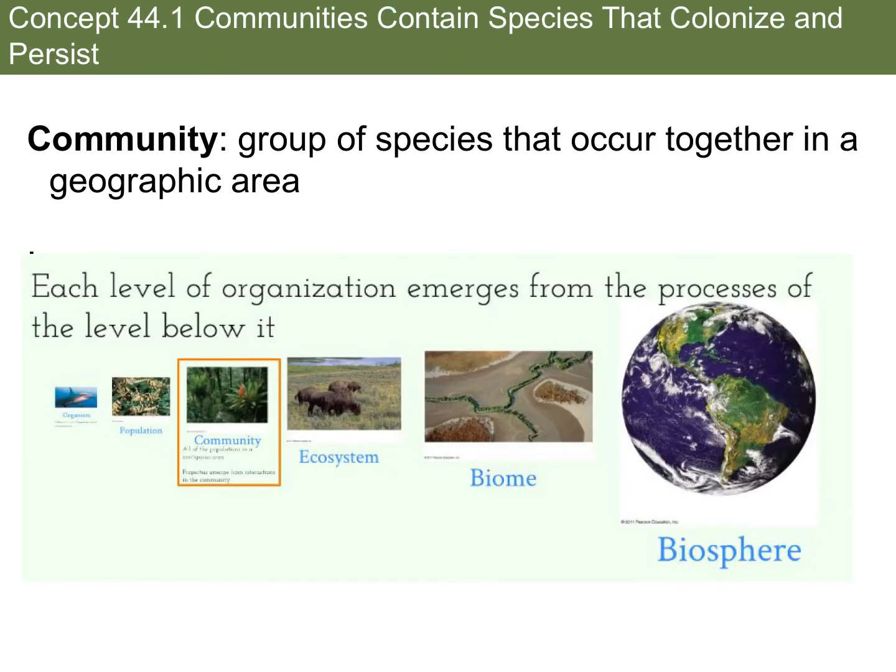So let's start at the beginning. Defining what a community is. So a community is a group of species that occur together in a geographic area.